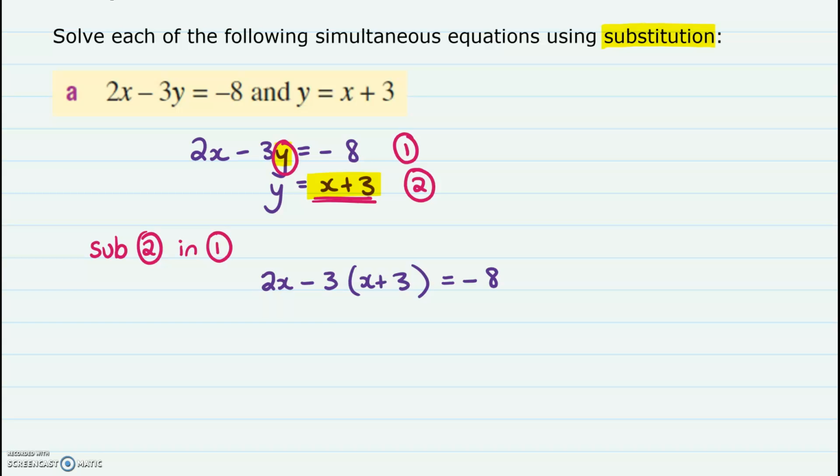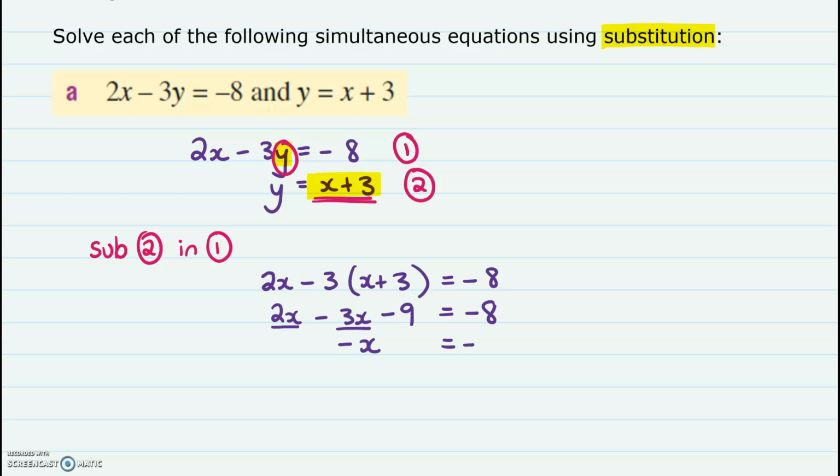And once I've found x, I can put that back in either equation, but I will choose 2 because it's simpler to get the y value. So we've got 2x minus 3x. This is going to be minus 9 because it's negative 3 times positive 3, and on the other side negative 8. If I put my x terms together, 2x minus 3x is negative 1x, which is negative x.